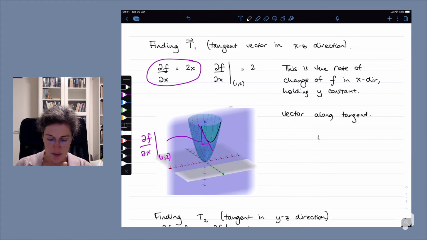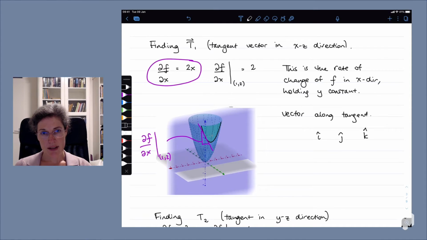It's going to have i, j, and k components. Let's think about what they must be. Well, we know that that vector lies along the line where we're holding y constant, so y can't change at all. Our vector can't have a y component. So the j component here must be 0. Okay, so that was pretty straightforward.